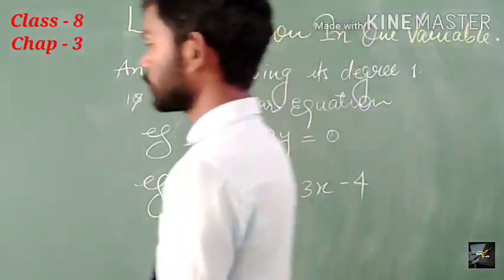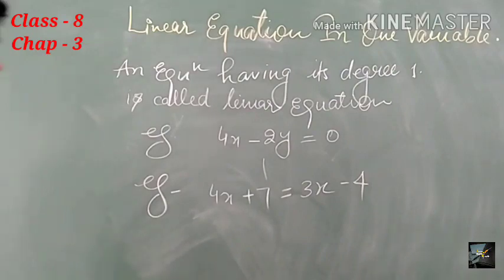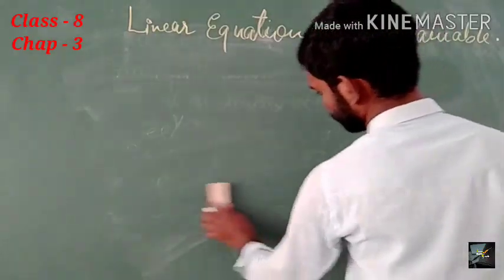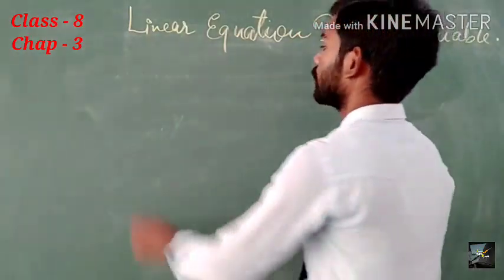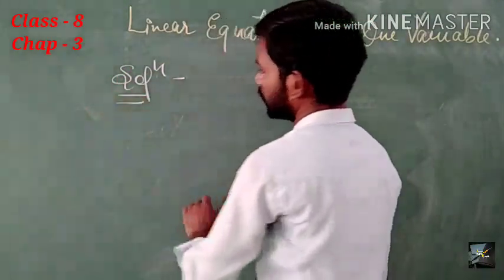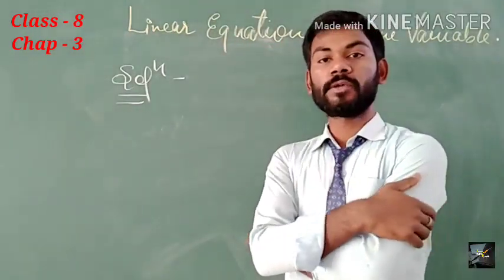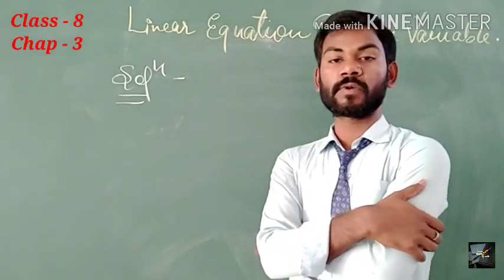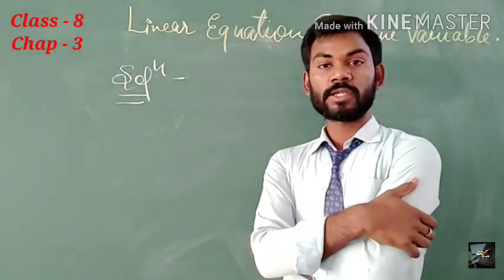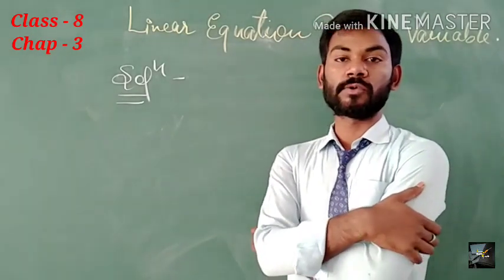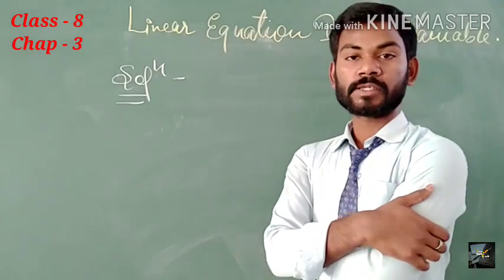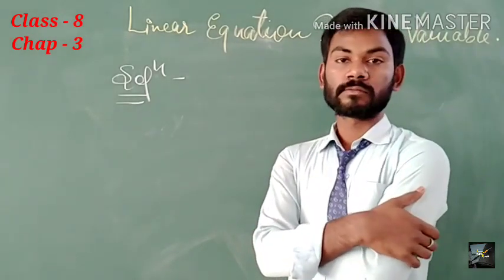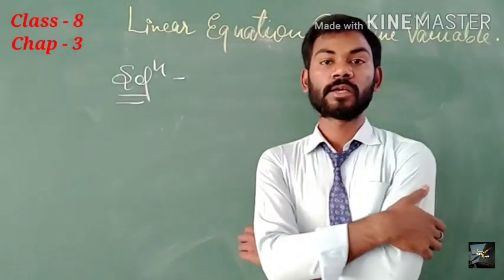Now let us see the solution of a linear equation. What is the sense of solution? The solution of an equation is the numerical value of the variable for which the left hand side and the right hand side of the equation become equal. Then this numerical value is called the solution of the equation.